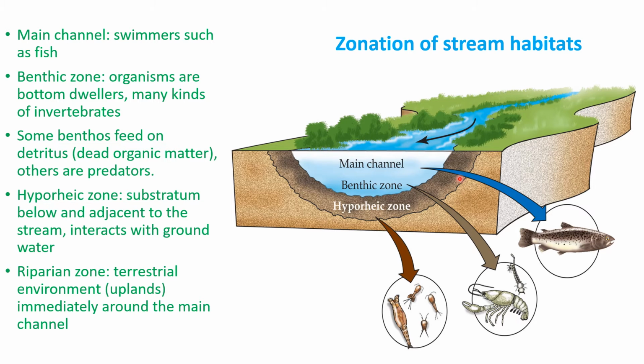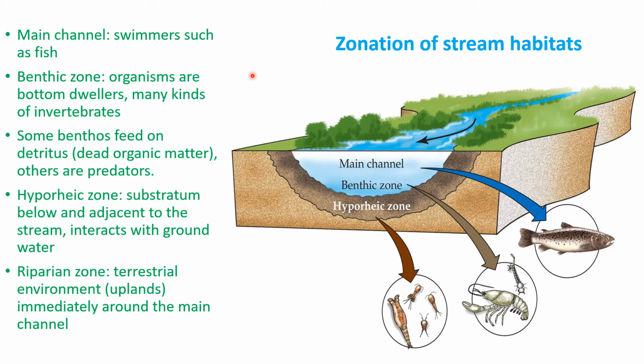Let me describe these three zones a little bit more and talk about what kind of organisms you find in each and every zone within a stream. So main channel, right, is where you find most of the organisms that can swim, like fish, right? Benthic zone is where you find bottom dwelling organisms, and many of them are going to be invertebrates. So most vertebrates occur in the main channel. Most of the invertebrates in a river system are found within the benthic zone, or the bottom zone of a river.